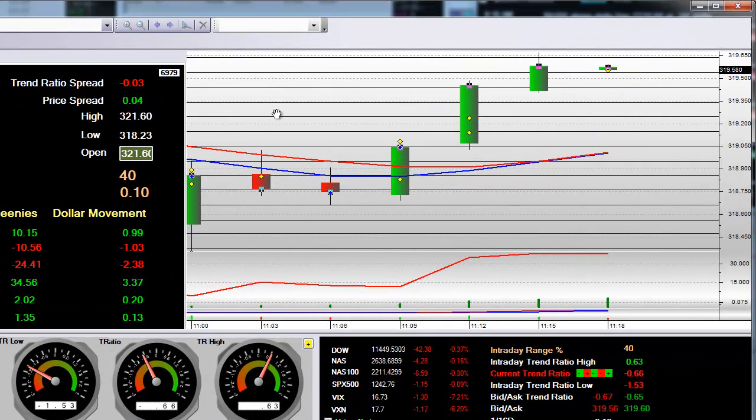Otherwise, 319.55, and it's 319.56 by 60. That's how accurate our half bar is. You don't want to close above it. You need to see an ascending ratio above it.